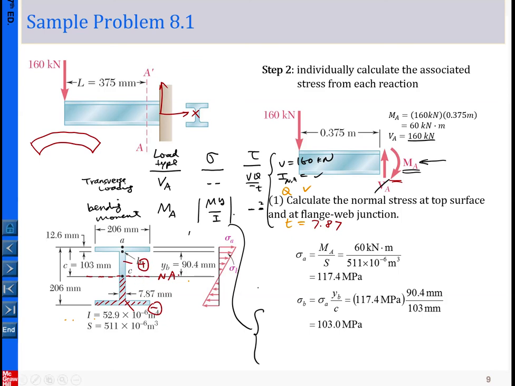So right away you can identify that the normal stress at point B should be in tension. Let me designate that it should be in tension. That is determined by this. And now we determine the magnitude. The magnitude is M, and here we're given MA, so M equals MA equals 60.